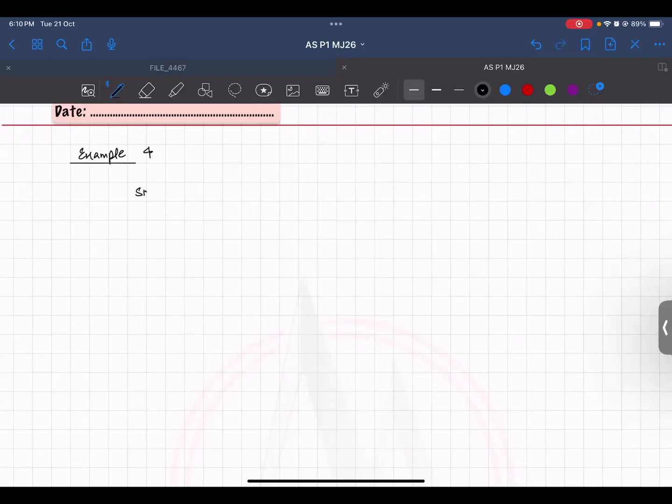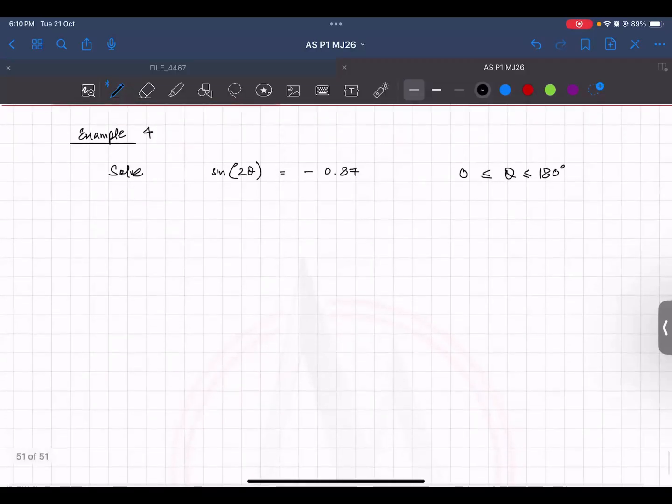They're asking you to solve sine 2 theta is equal to negative 0.87, something like that. And your theta is 0 till 180. Okay. Now the only new thing that you see over here is you have 2 theta instead of only theta. This is the only difference.